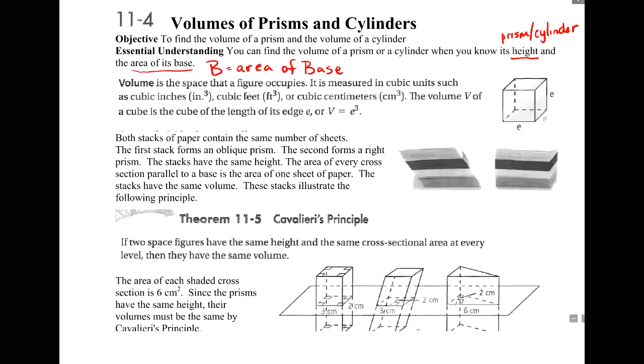Now we need to indicate that's the height of the prism or the cylinder from base to base, and the area of its base. Don't forget that is big B. And we can use any area formula for that depending on the shape of the polygon.